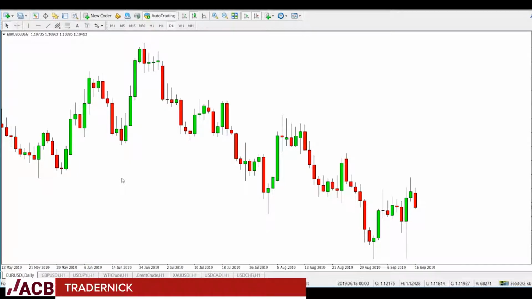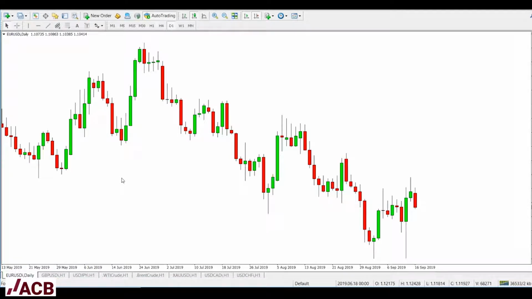My name is Nick and today we're going to be taking a look at the currency market and some of the major currency pairs to look for some potential trade setups as well as general technical analysis. So we're going to start out with Euro USD, which has a pretty clear picture.